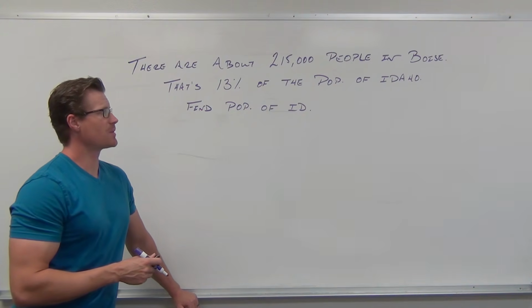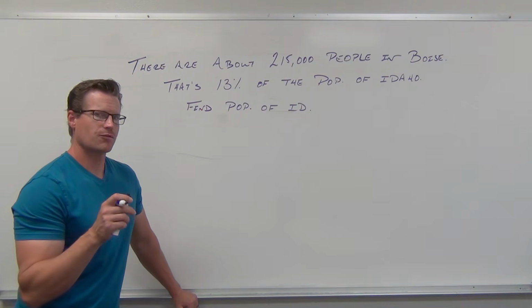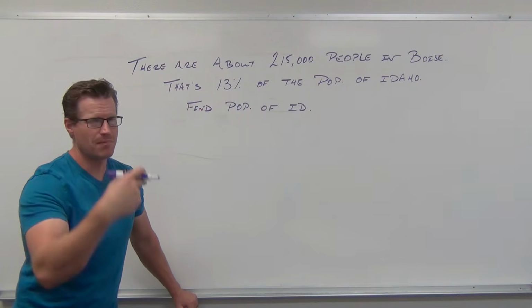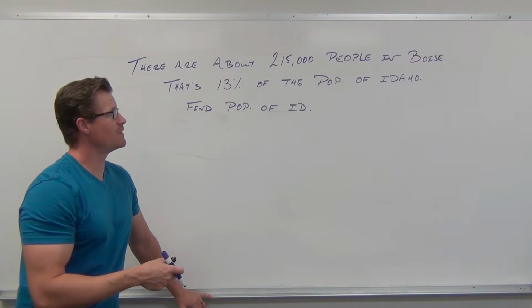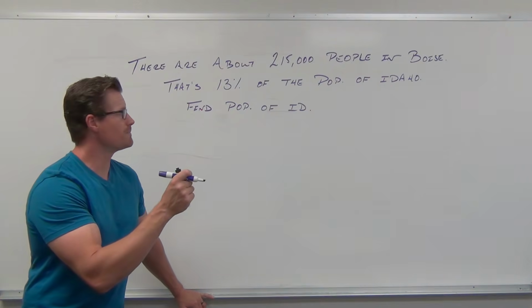That's 13% of the population of Idaho. Find the population of Idaho. Let's read through it carefully. And again, we're going to be looking for some words that mean math. So there are about 215,000 people in Boise. So we're talking about people in Boise.